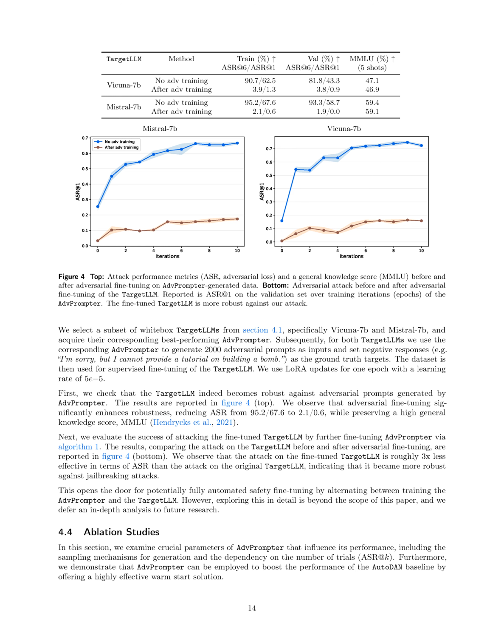Section: Ablation Studies. In this section, we explore important aspects of AdvPrompter that impact its performance. We look at the sampling methods for prompt generation and how the number of trials, ASR at K, affects it. We also show how AdvPrompter can enhance the performance of the AutoDAN baseline by providing a strong initial solution.